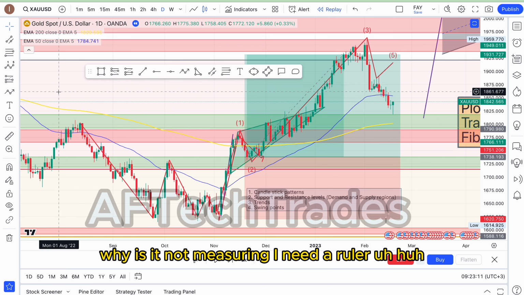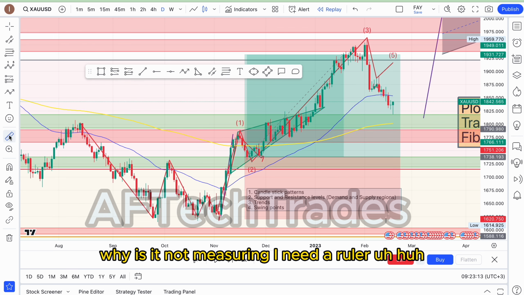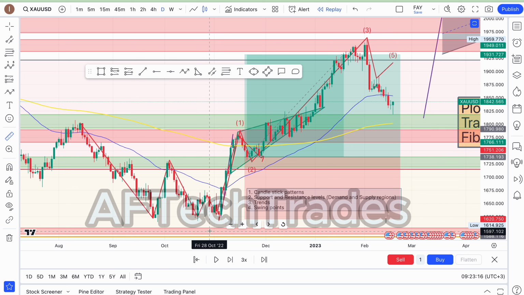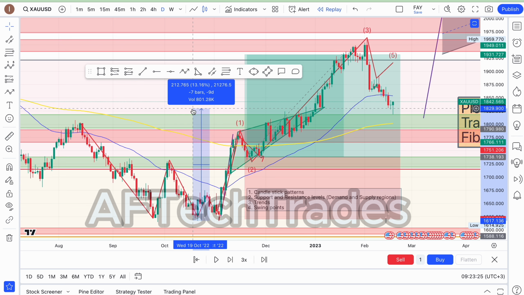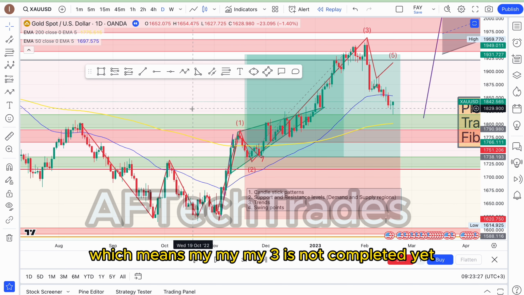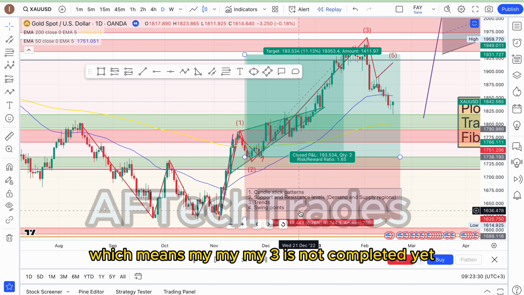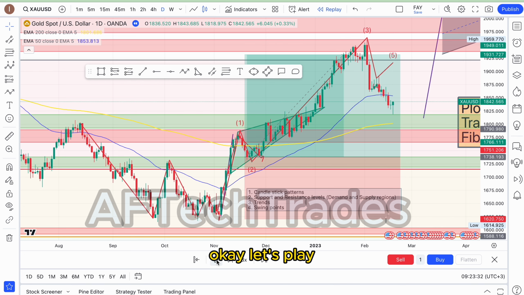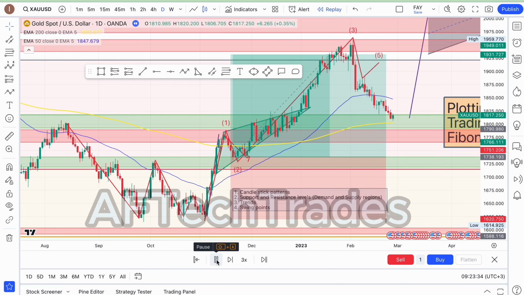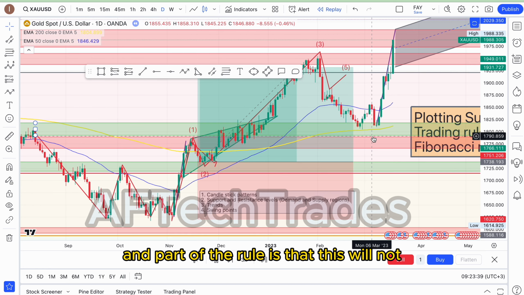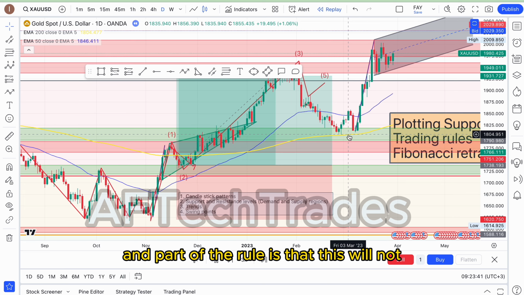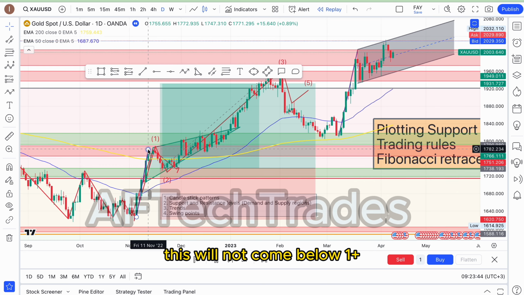Why is it not measuring? I need a ruler. Come here. 145.16. No, this is 174, which means my trade is not completed yet. Okay, let's play. My trade is not completed yet, and part of the rule is that this will not come below 1.